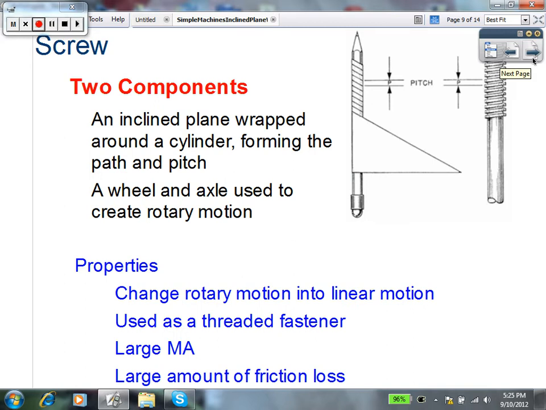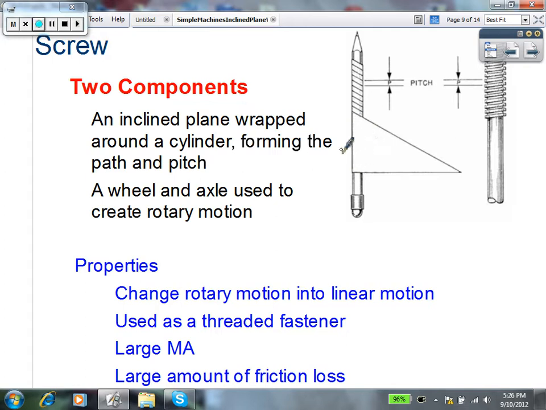Our next mechanical simple machine is the screw. Now, the screw is just an inclined plane. If you think about it, we took this inclined plane and we wrapped it around the cylinder, and so we form this path that basically spirals down the cylinder, and we call that path the pitch.